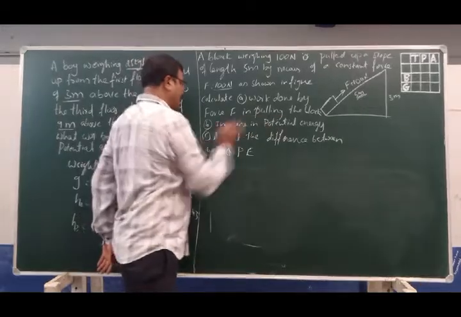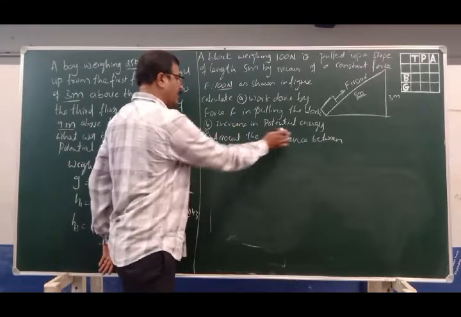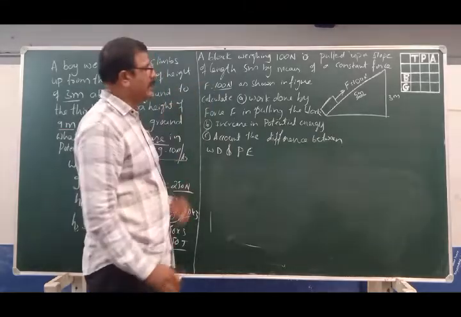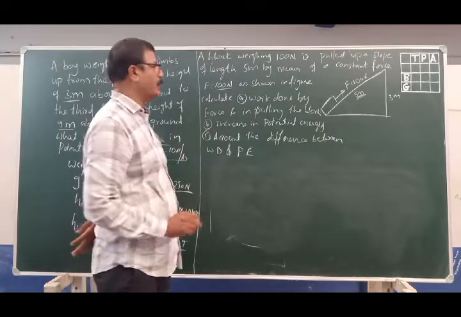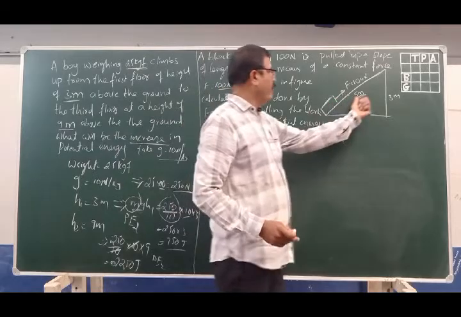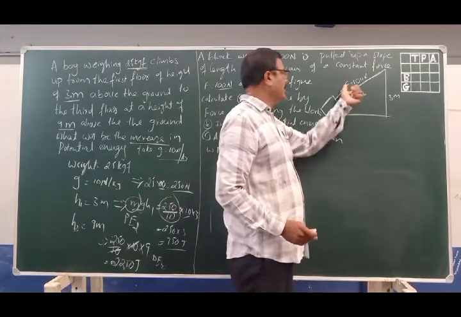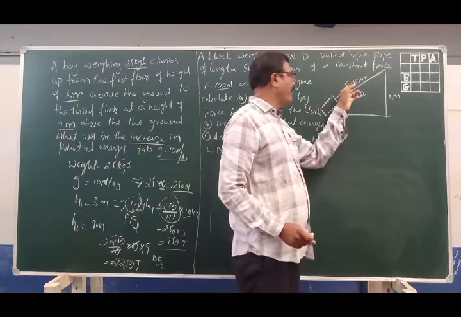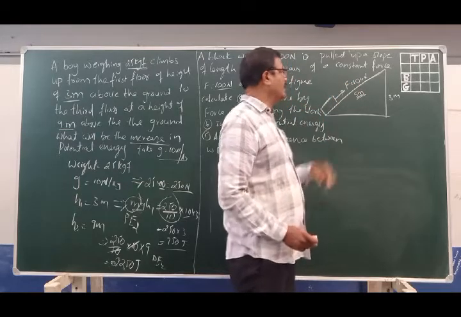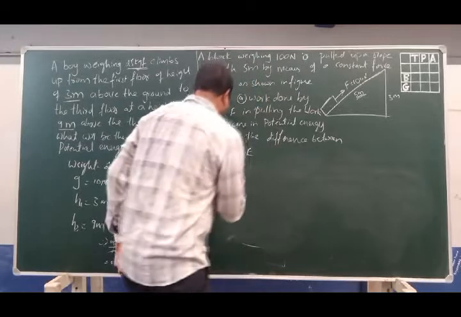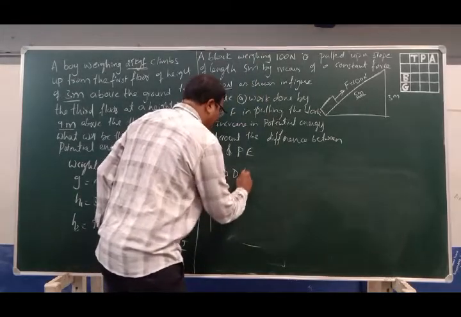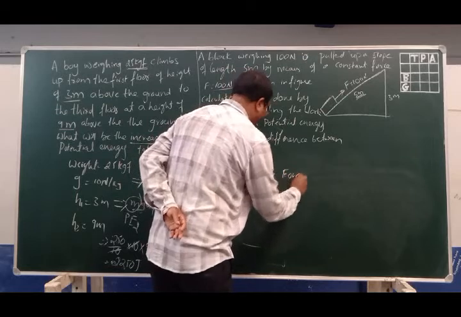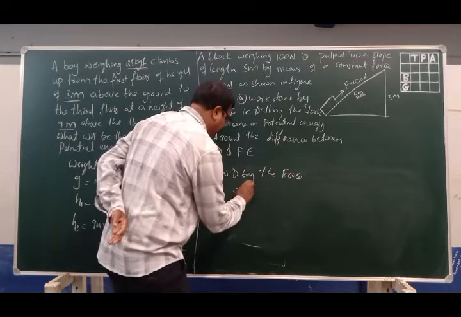B, increase in potential energy. C, account for the difference between work done and potential energy. Now let us discuss a bit about the figure before going to the actual problem. Here the block is being pulled by a force F along 5 meters. The work done by the force will be F into S.